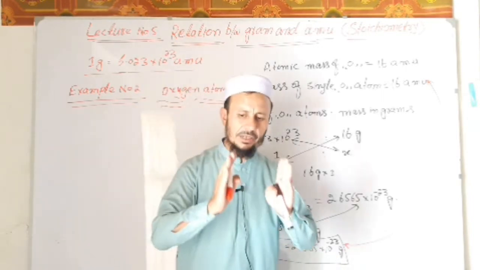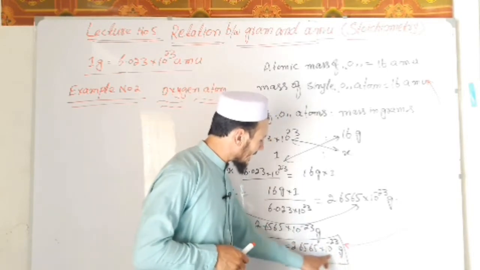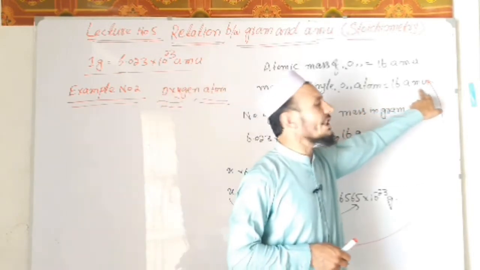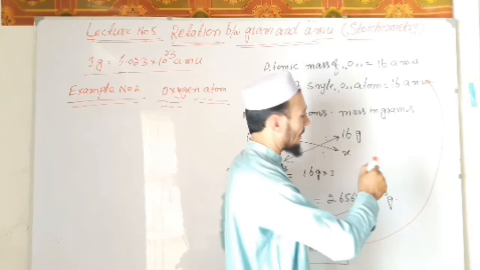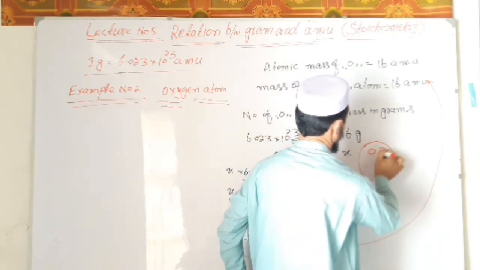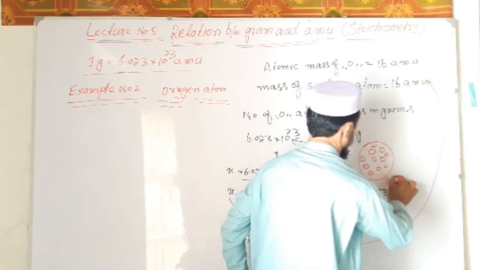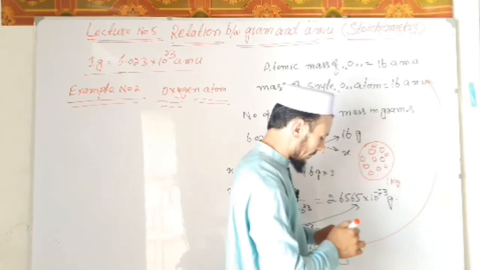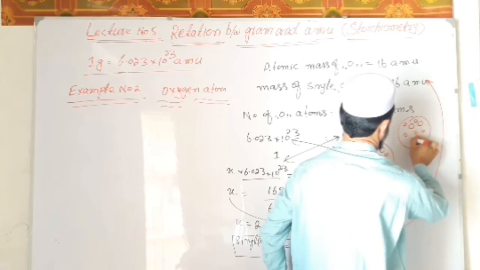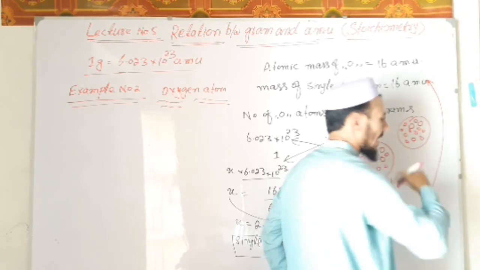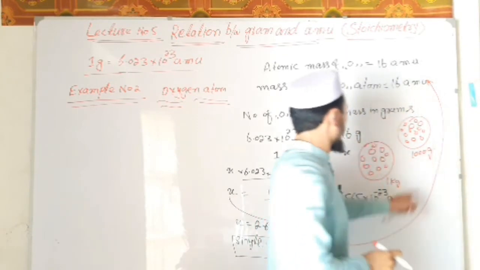So dear students, what does it mean? It means that this amount of gram is equal to 16 a.m.u. Here again we will give the example of 1 kilogram of tomato. For example, dear students, it is 1 kilogram tomato. If someone measures this 1 kilogram tomato with some other unit of mass, for example gram, then it will become equal to 1000 gram.